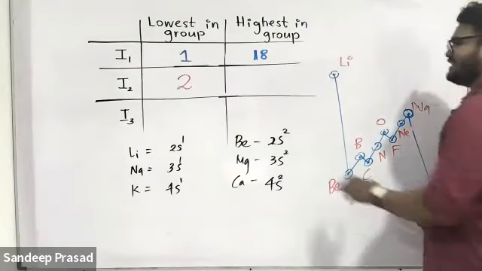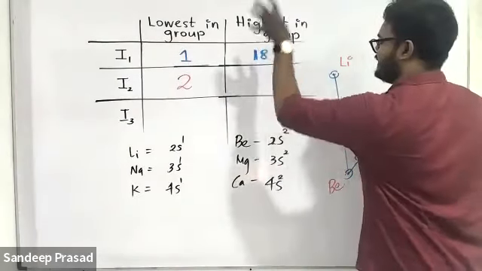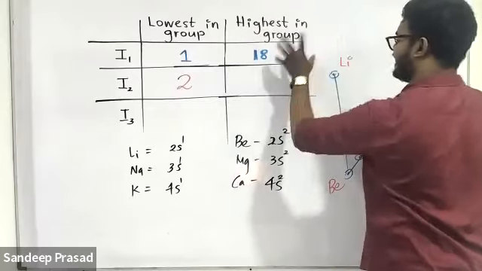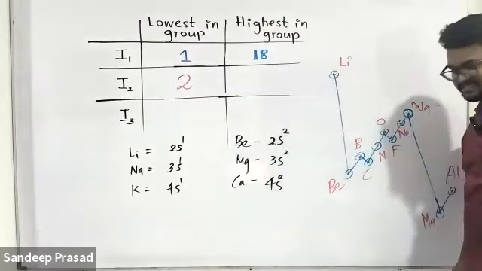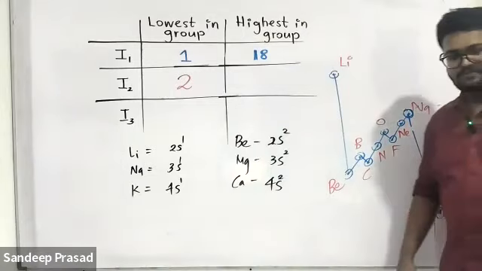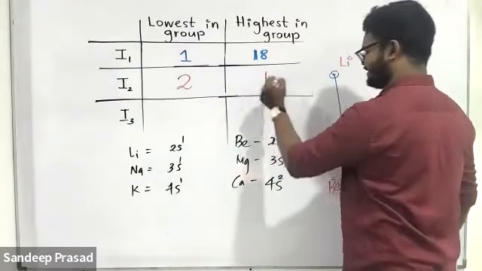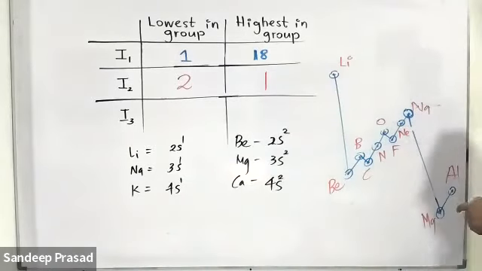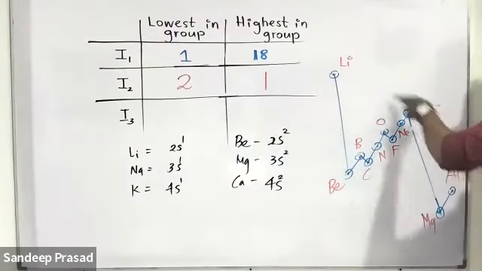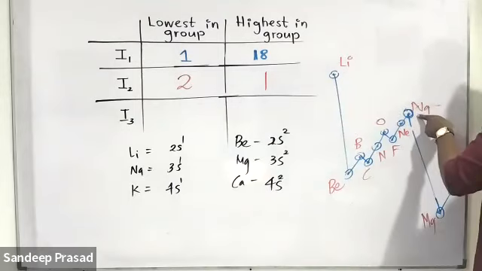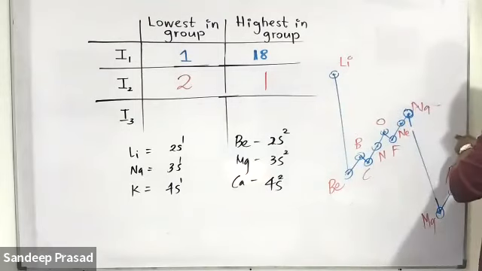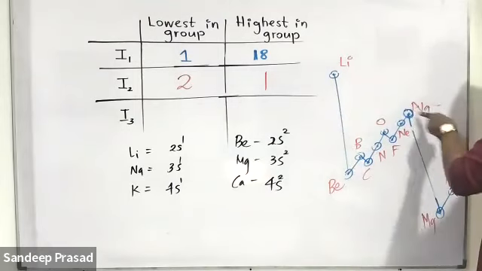Now tell me, which group elements have the highest second ionization energy? First group elements. How is that? Look at this one first. When you analyze the graph, now you can see that on the top places, you can see lithium, sodium, potassium.